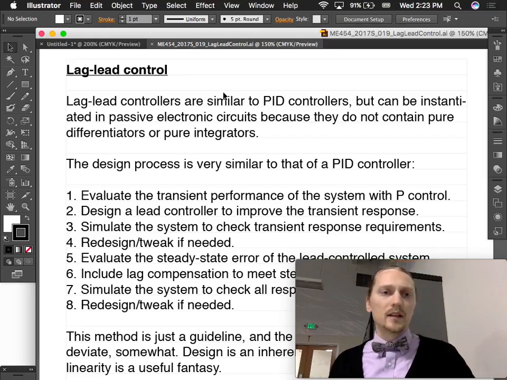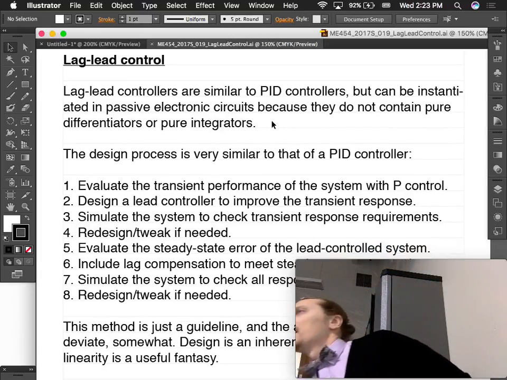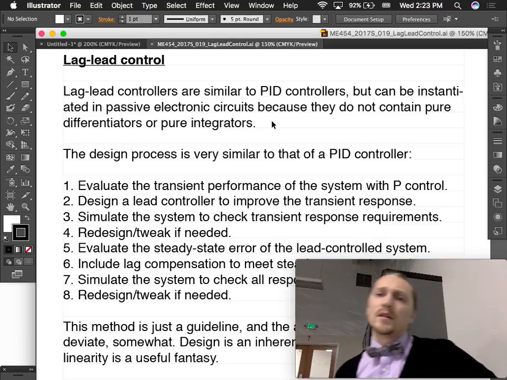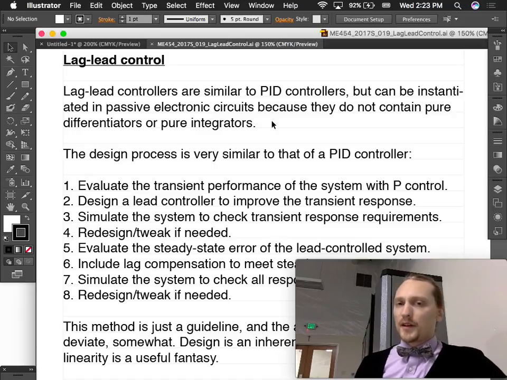So, lag lead control. They're similar, or analogous, you could say, to PID controllers, but can be instantiated with passive electronic circuits because they do not contain pure differentiators or pure integrators, which can be an advantage sometimes. Sometimes you don't have a lot of extra power, or it's hard to access the extra power, and you'd like to just come up with a completely passive circuit that controls something, which is pretty cool.